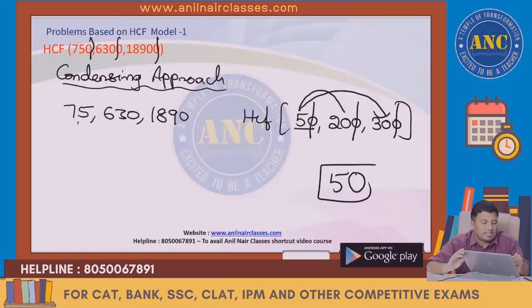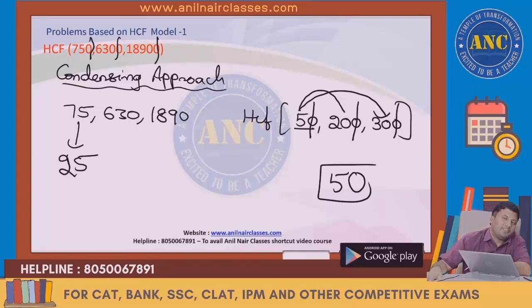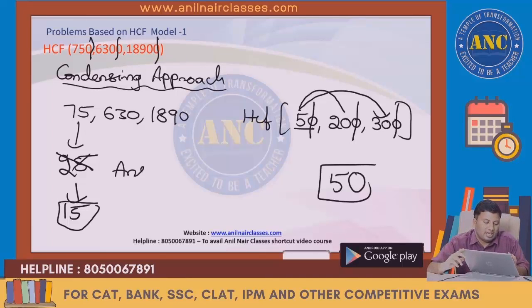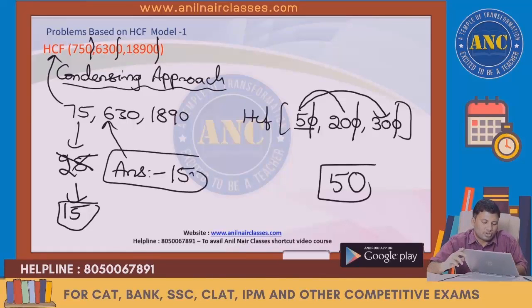75 cannot divide 630. 15 5s are 75, right? Before that 15, 25 is there. 25, 630, no, it is not possible. Next it is 15. 15 4s are 60, 15 42s are 630, 15 126s are 1890. Right, answer is 15 for this question. But I want it for the original question. Answer is 150. I hope the idea is clear.